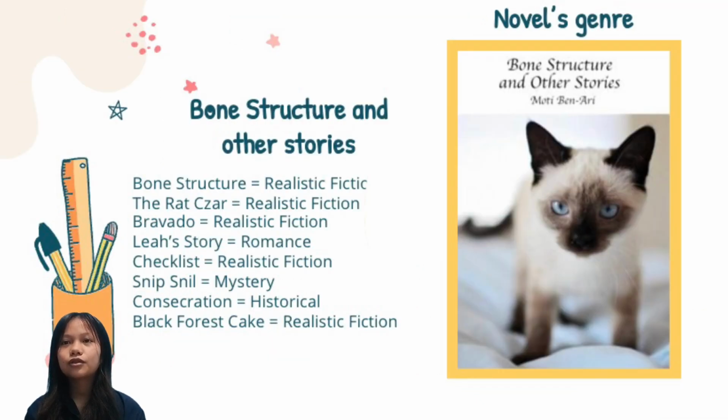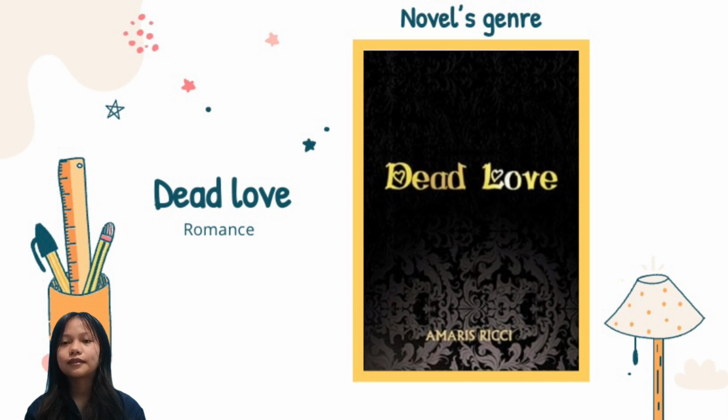In the novel Bone Structure and Other Stories, there are many story titles with different genres, namely Bone Structure, realistic fiction; The Rat Catcher, realistic fiction; Bravado, realistic fiction; Last Story, romance; Checklist, realistic fiction; Snip Snip, mystery; Conscription, historical; Black Forest Cake, realistic fiction; Dead Love, romance.